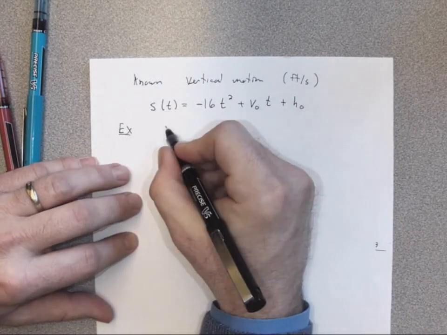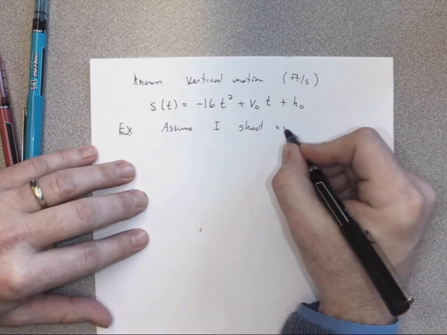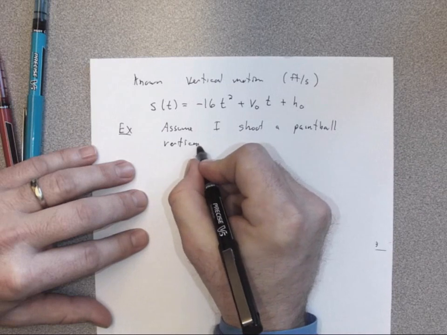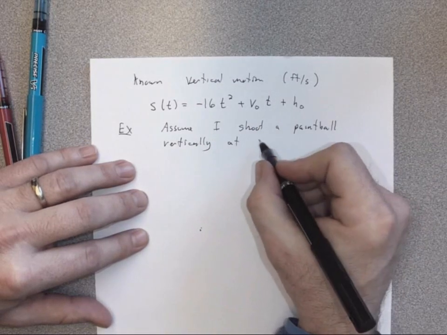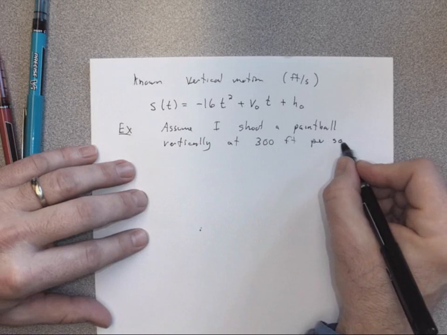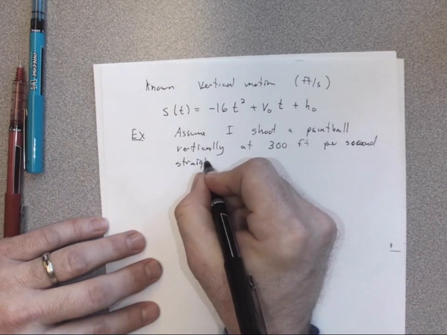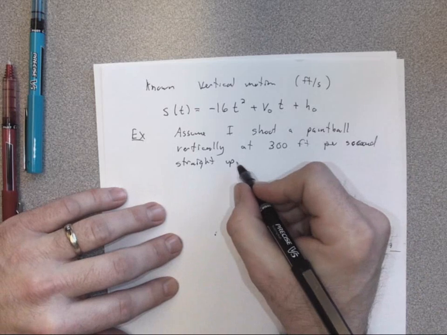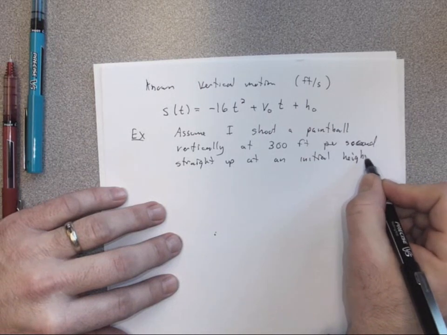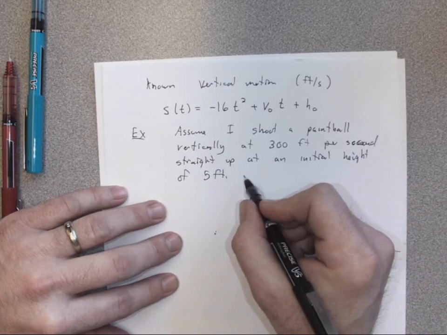So our example is, assume I shoot a paintball vertically at 300 feet per second, straight up, at an initial height of, we'll say about 5 foot, about my shoulder height. Determine the following.